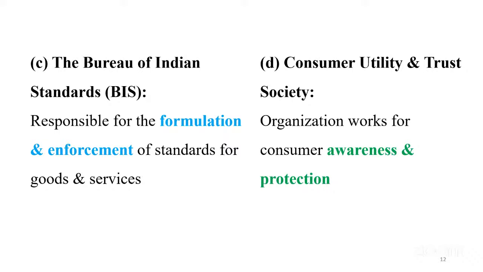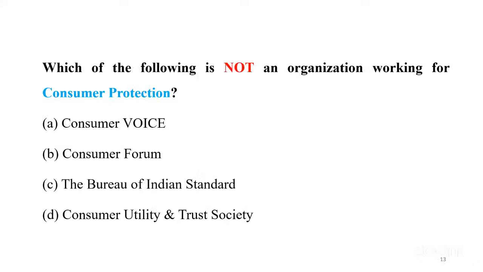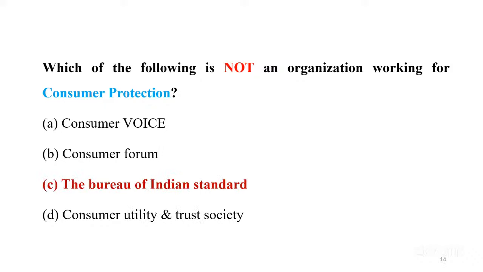The last option was Consumer Utility and Trust Society. This is also an organization that is working for awareness and protection. It is at the international level also. So they are just protecting the consumer. Coming back to our question, which was asking about the one that is not an organization working for consumer protection, after understanding all the options, we know that the correct answer is C, the Bureau of Indian Standards, because this works for goods and services, not for consumer protection.